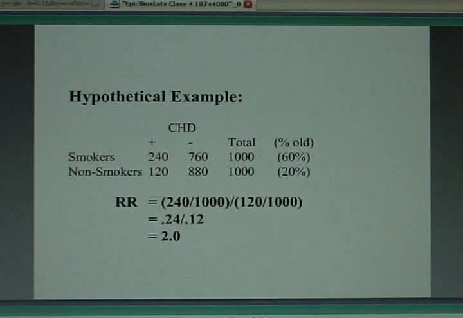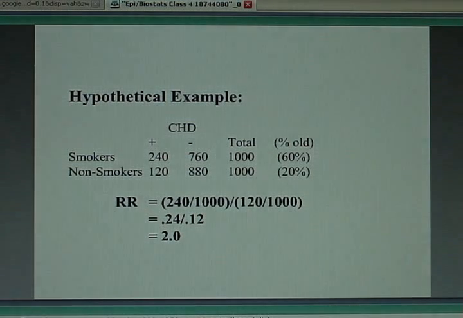So let's suppose this was our data. We had 1,000 smokers, 1,000 non-smokers. 240 of the smokers developed coronary heart disease, and we followed them for 10 years. 120 of the non-smokers developed coronary heart disease. The risk of heart disease in smokers is 240 divided by 1,000, that's 24%. Among the non-smokers, it's 120 divided by 1,000, that's 12%. The ratio of those, the risk ratio, would be 2.0.